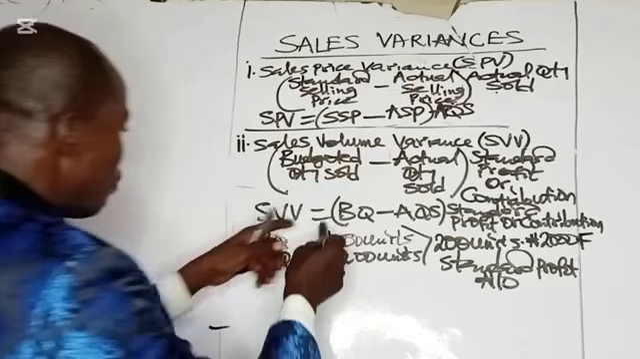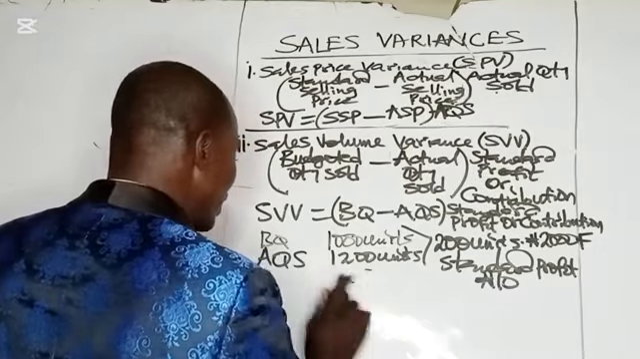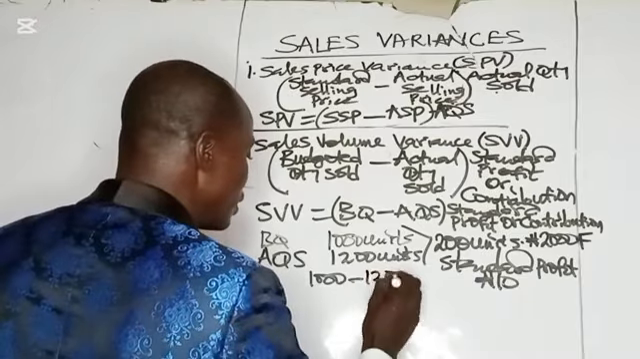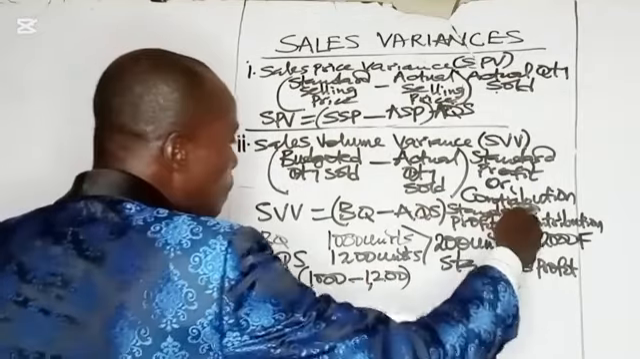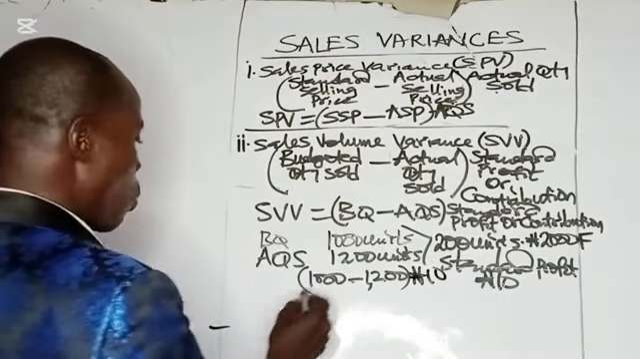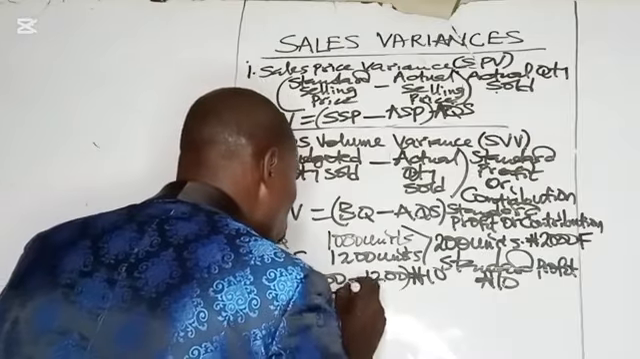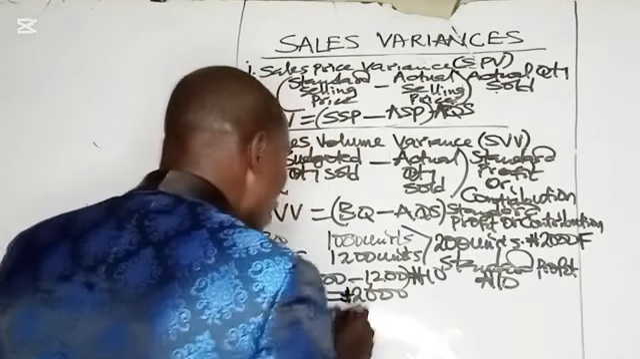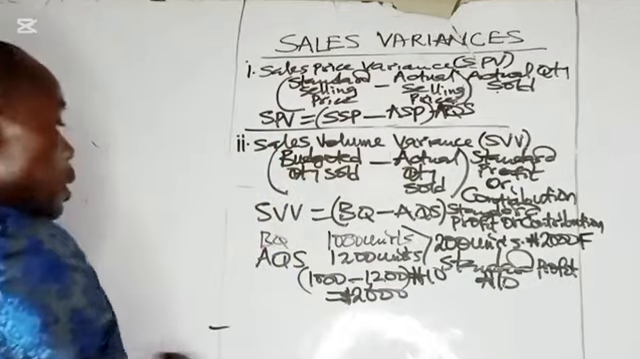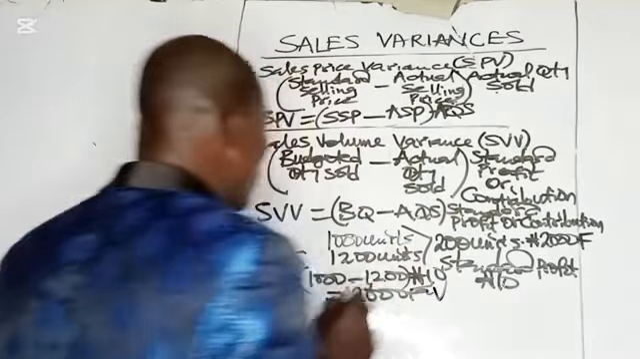How did we get that? We said budgeted quantity, which is 1,000 units, minus actual quantity sold, which is 1,200, multiplied by the standard profit or standard contribution, which is 10 naira. So 1,000 minus 1,200 gives us 200, and 200 times 10 gives you 2,000 naira. I said it is favorable because you are able to sell more than planned. That means you are getting more inflows, more cash than you planned. This is a favorable variance.